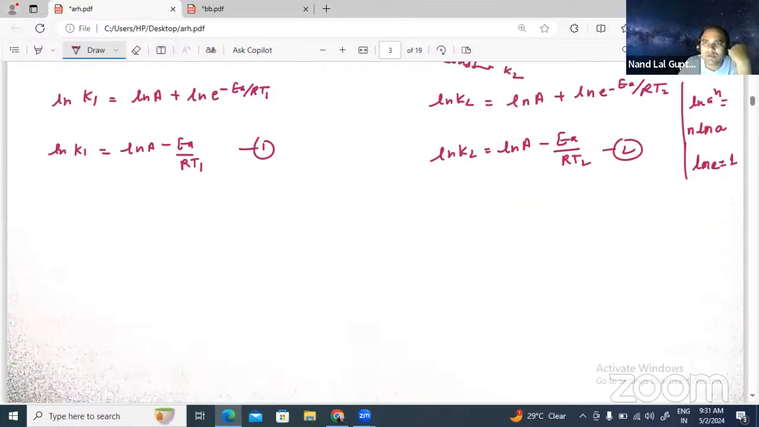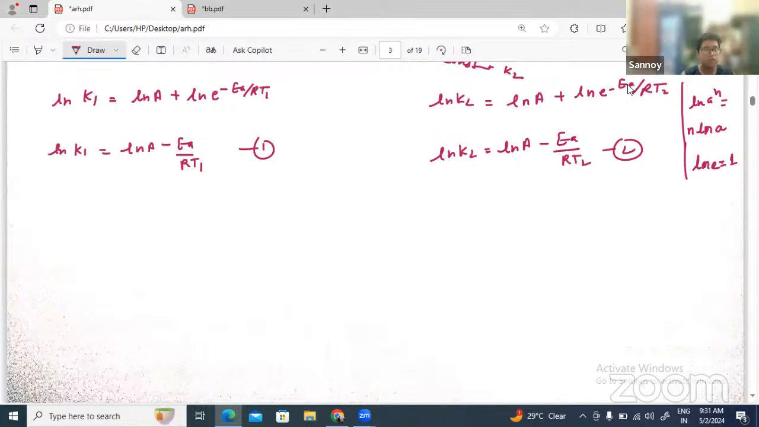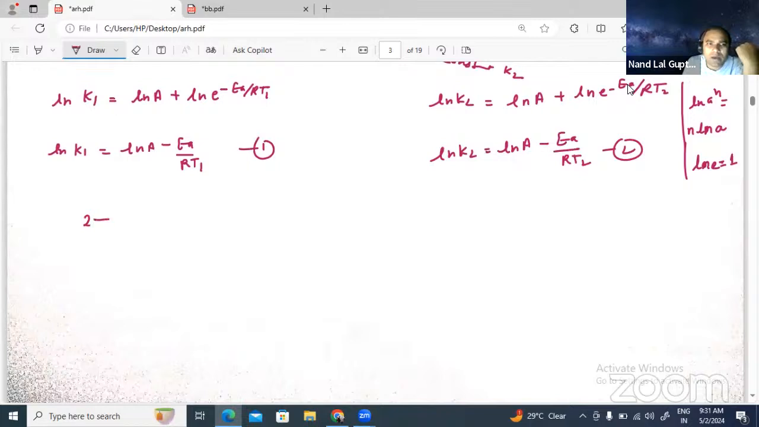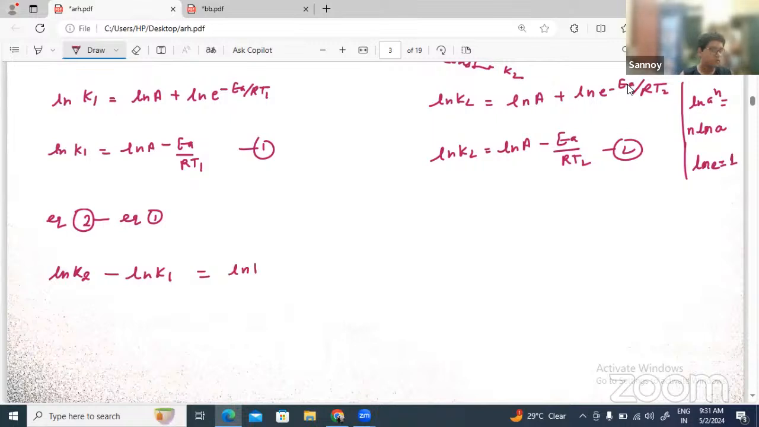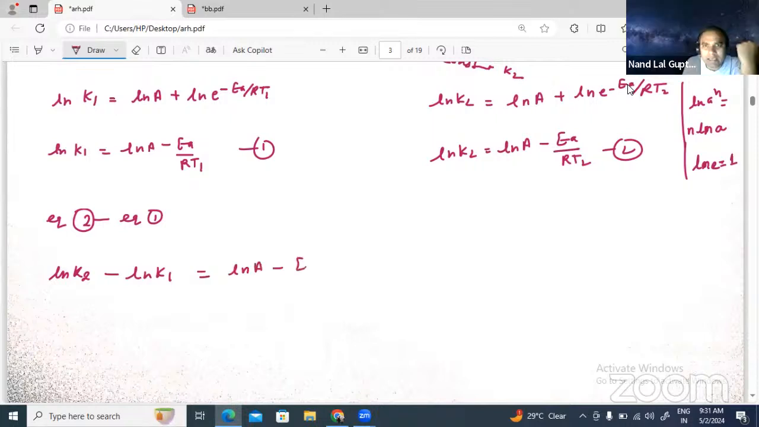Which temperature is going to be more? T2, thank you. So we subtract equation 1 from equation 2. ln K2 minus ln K1 equals ln A minus EA upon RT2, minus, in brackets, ln A minus EA upon RT1.